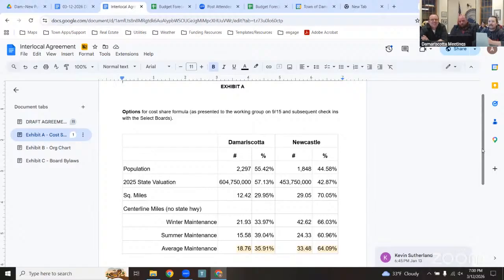We talked about using the average before, the average maintenance between the winter miles and summer miles. Summer miles are the town-owned roads, versus winter maintenance, which is state aid roads that we plow but don't have to maintain. The average of those two gives us those percentages of 35 and 64. That was all well and good until we started looking at the actual cost for Newcastle to do this.